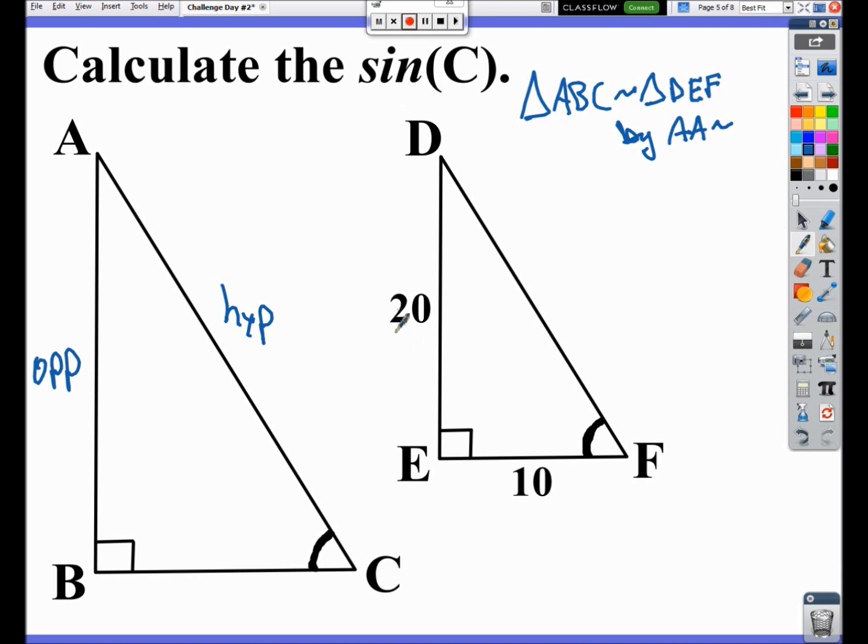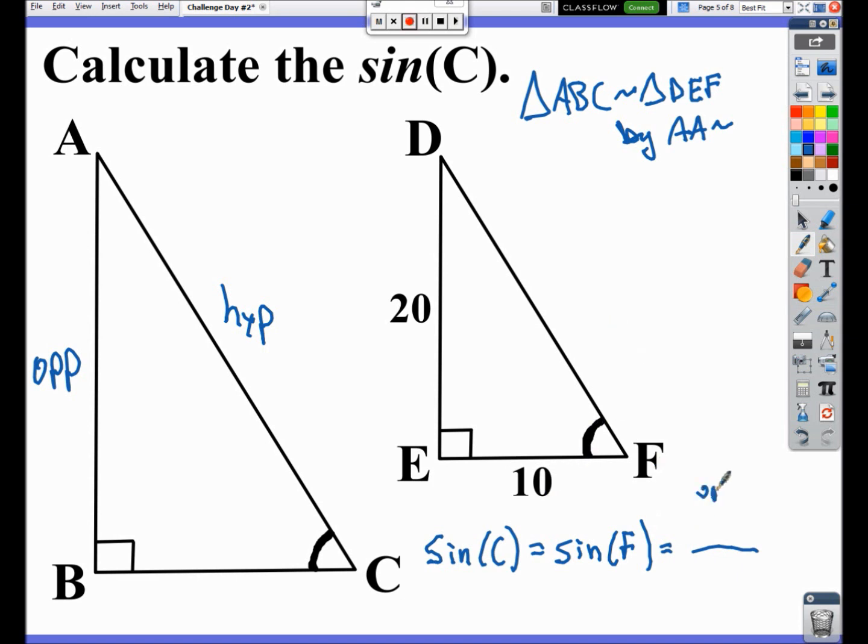So the sine of angle C should also be the same as the sine of its equivalent angle. What else is angle C equal to? Angle C is equivalent to angle F. So if we want to figure out what the sine of angle C is, we just need to figure out what the sine of angle F is. So now let's look at the smaller triangle.